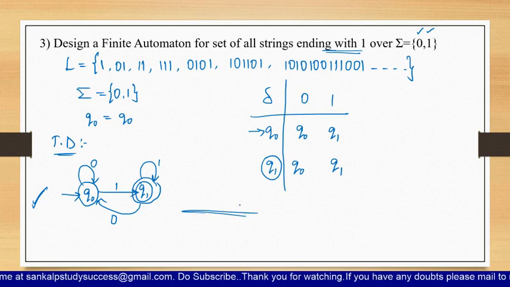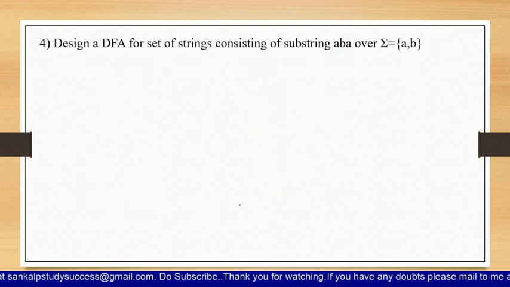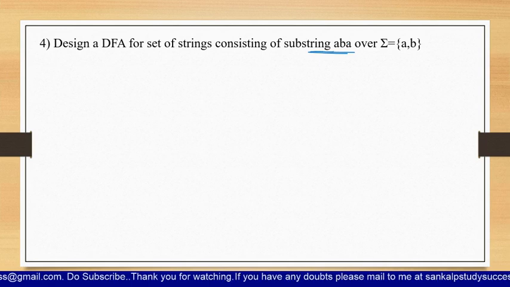Now let us see another model question: a set of strings consisting of a substring ABA. That means in the string, the substring ABA should be involved. That means it should consider any string, and that string must consist of ABA.